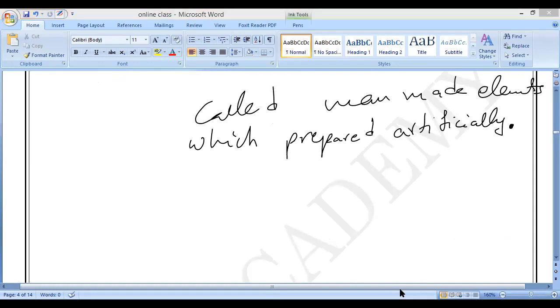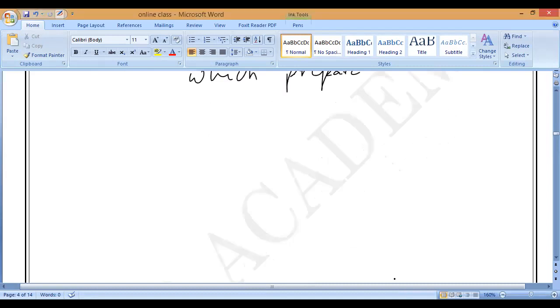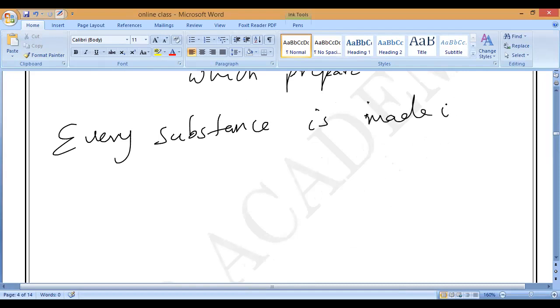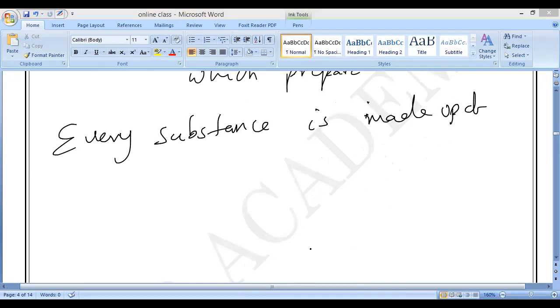Most of the substances in our world, understanding? Actually, elements are not present alone in this world. Every substance in this world is made up of one or more of these elements. You have to observe that very carefully. Every substance is made up of one or more elements.